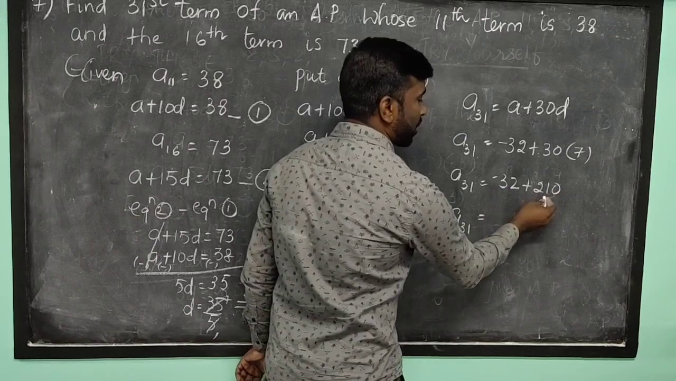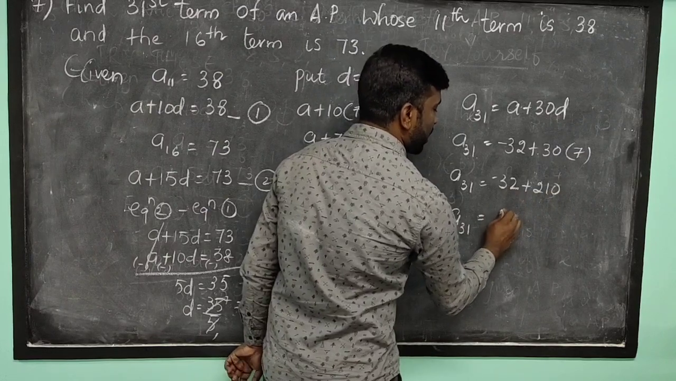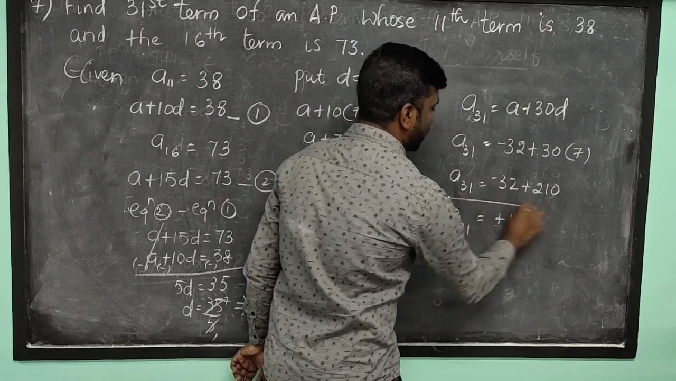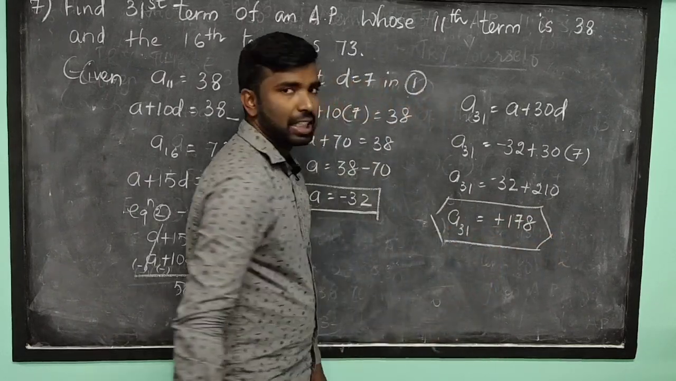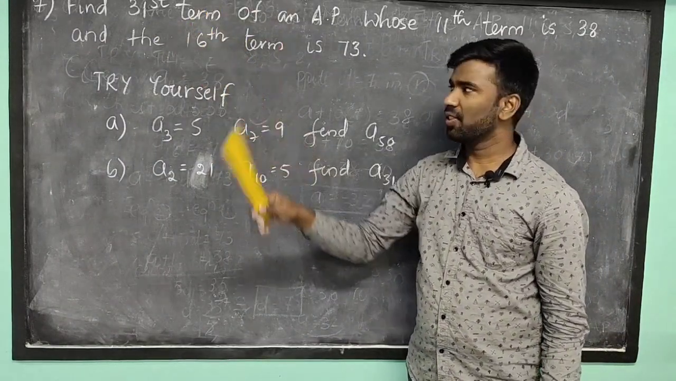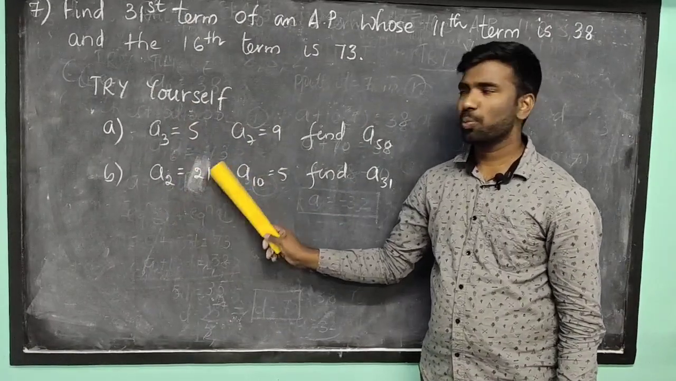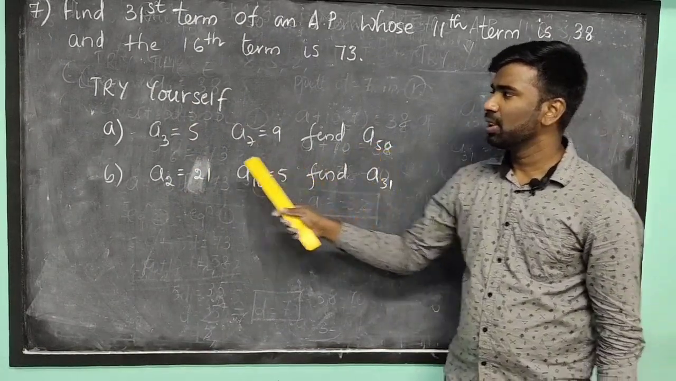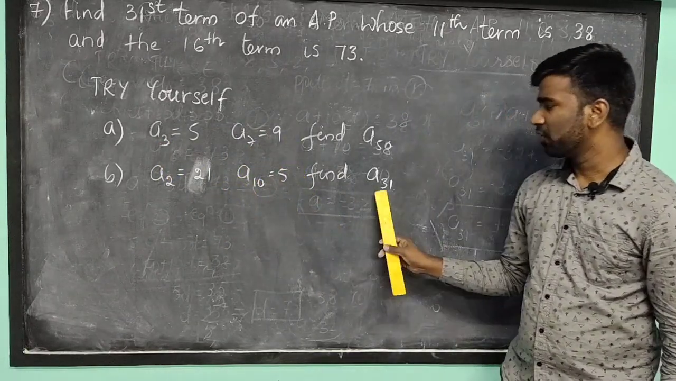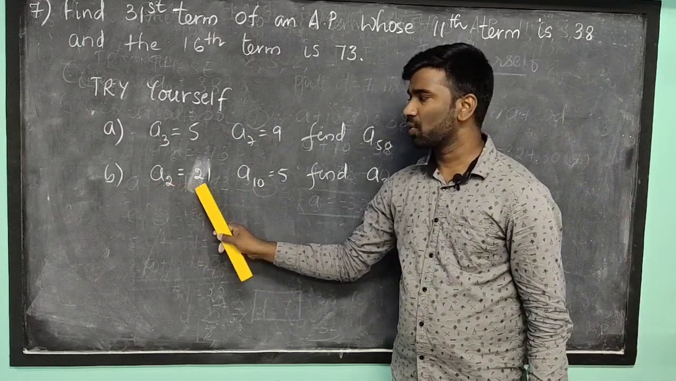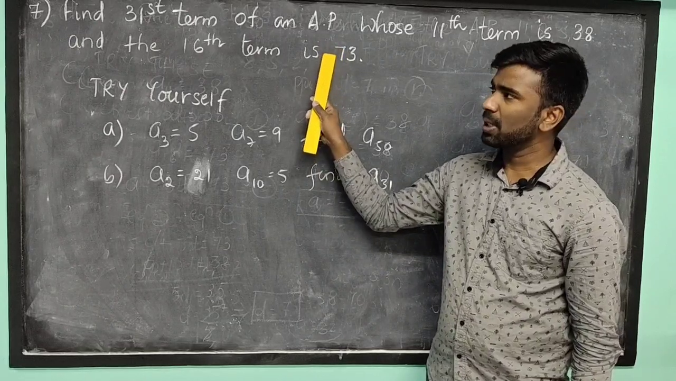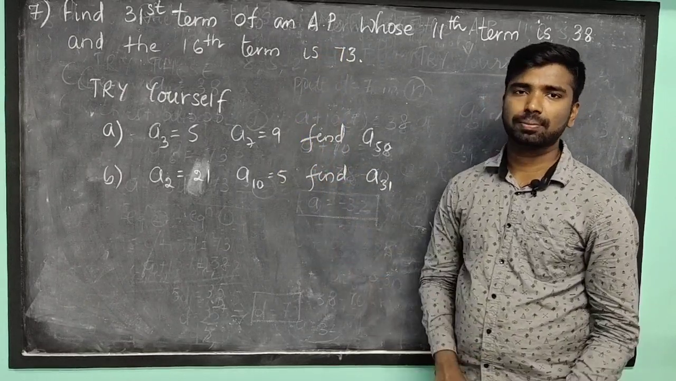You have to subtract 210 minus 32, the bigger number's sign is plus, you get 178. So the 31st term is 178. Friends, we have solved the 7th question by finding the 31st term. In the same way, try these two problems. Find the 50th term when the third term is 5 and the 7th term is 9. And the second question, find the 31st term when the second term is 21 and the 10th term is 5. Use the same steps as above and try to solve this question.